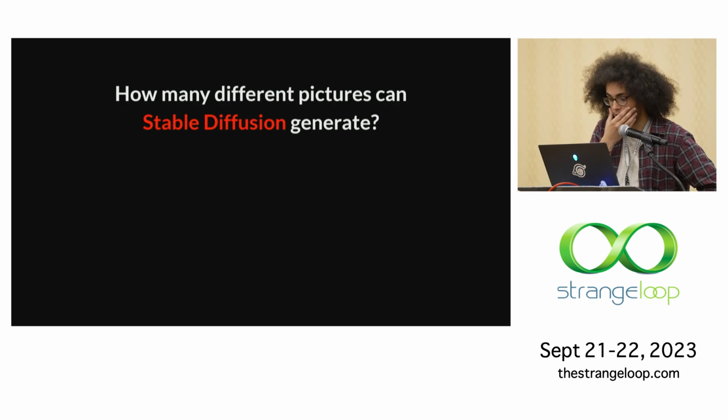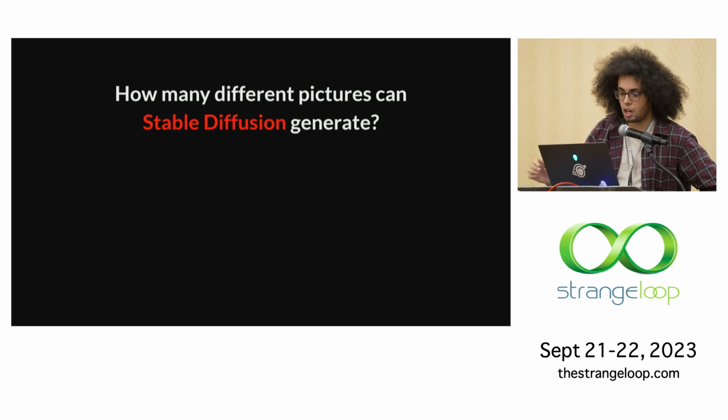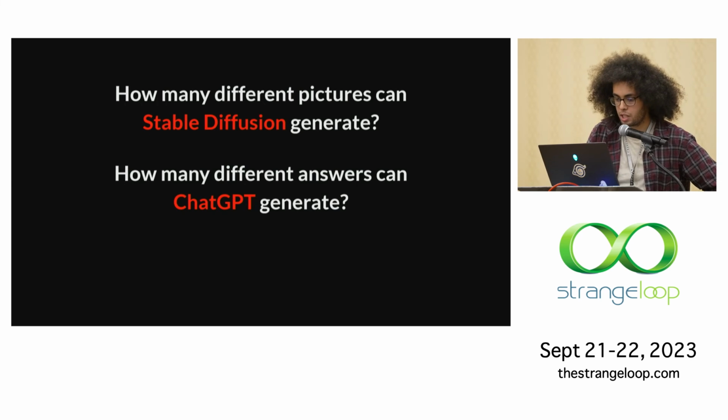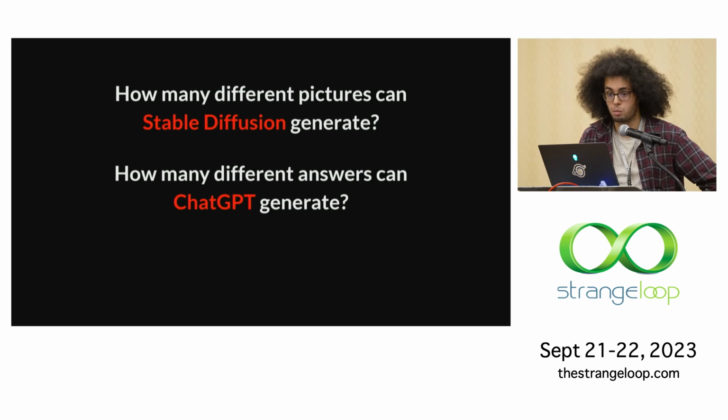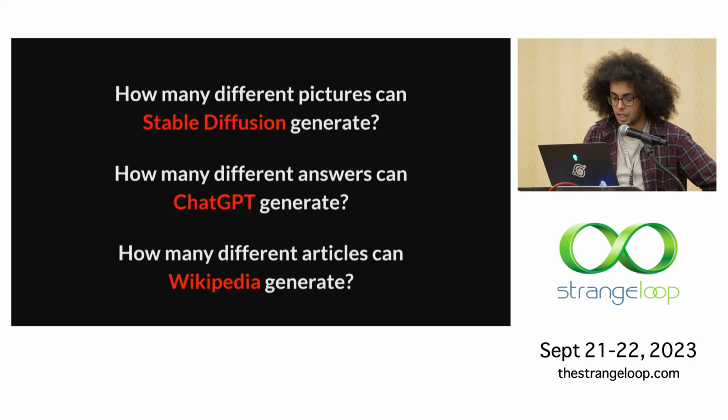And here I'm going to ask you a question. How many different pictures can Stable Diffusion generate? Not exactly, but the magnitude of it. It's hard to know, right? How many different answers can ChatGPT generate? It's also hard to estimate. The next question is solved in the same way that you would solve the first two. How many different articles can Wikipedia generate?